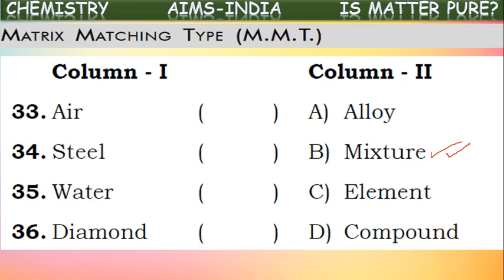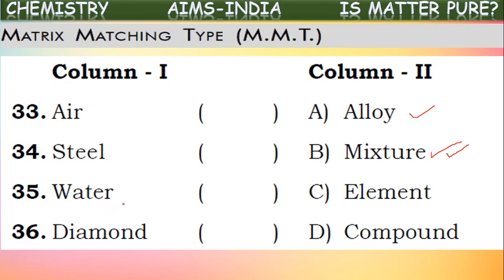Steel is also an alloy. So steel will come under an alloy as well as a mixture of two or more metals. The mixture of two or more metals is specially called an alloy. So steel is matched with alloy as well as mixture. Next, water.